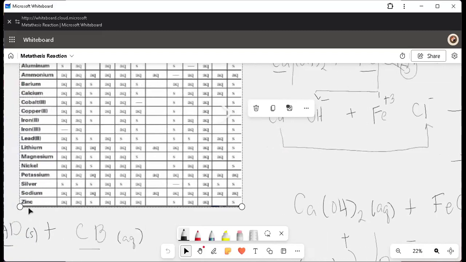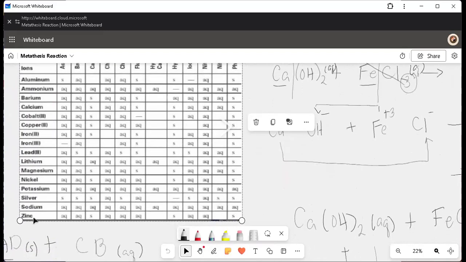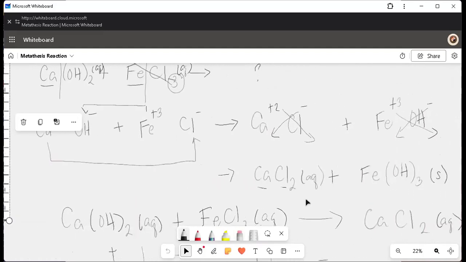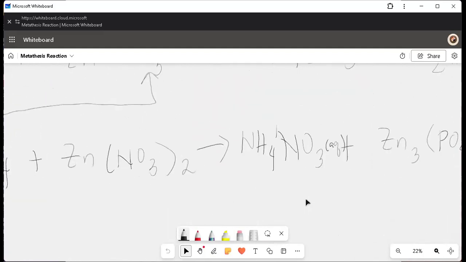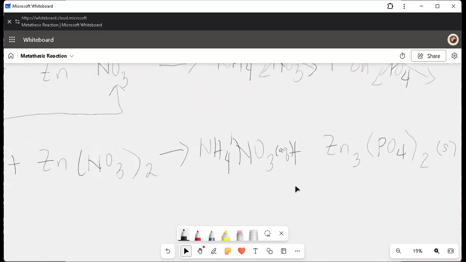Okay, zinc and the phosphate. So you have here the zinc, you can see here, and the phosphate is where? It's here, phosphate. So what is the intersection? The zinc and the phosphate will intersect at S. So, solid. So, meaning, the zinc phosphate created is the one that will become solid or precipitate. So that goes now with the reaction.